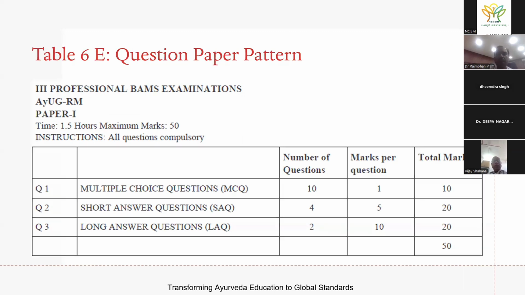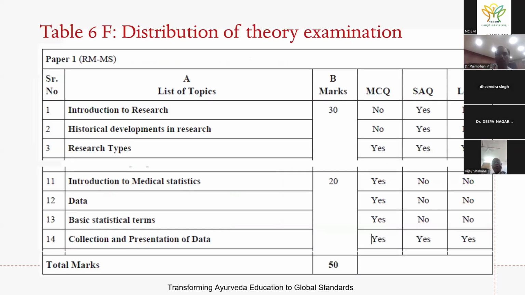So the distribution of theory examination, the question paper, each topic and the mark distribution is also well written. It shows which questions you should ask as short answer questions, and which syllabus topics you should focus on for long answer questions. We can see that for collection and presentation of data, you can ask MCQs, you can also ask SAQs, and again, we can prepare a long answer question for that particular point.